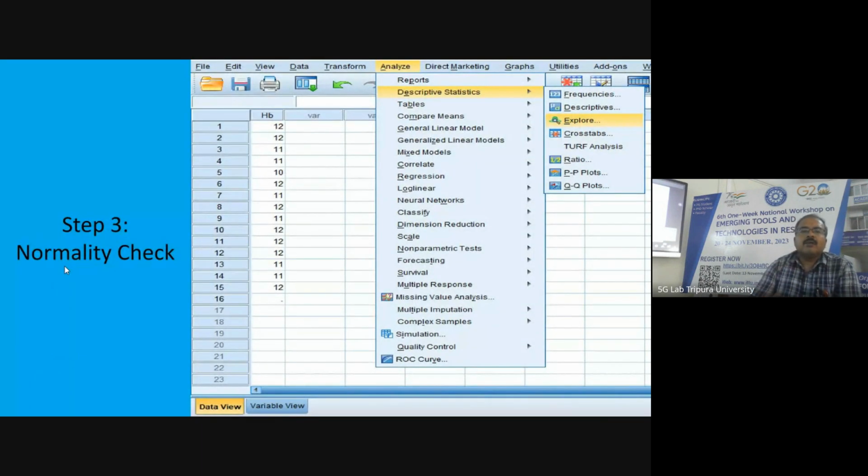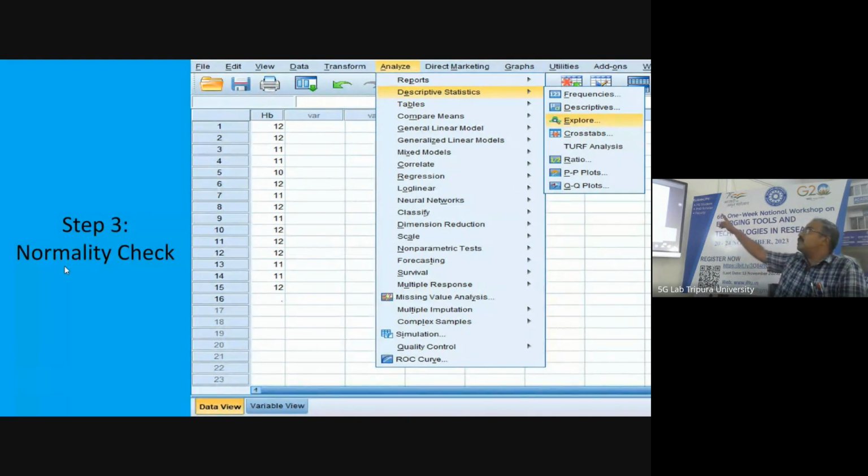Again, what you have to do? You have to check the normality first, whether the data is normal or not. If it is not normal data, then the standard statistical methods will not be applicable. If it is normal, then it is parametric. If it is not normal, then it is non-parametric, and a different set of methods has to be applied. That's why checking normality is so very important.